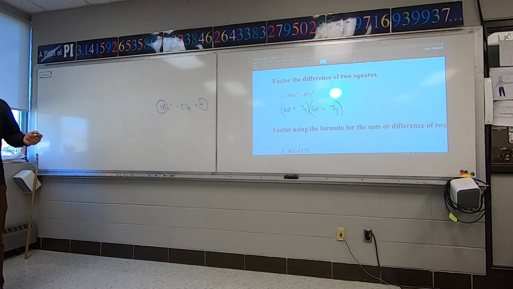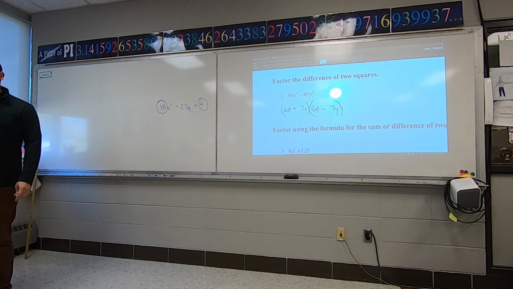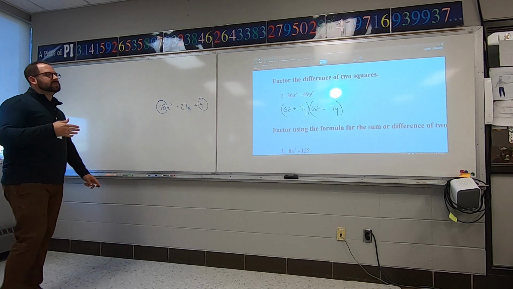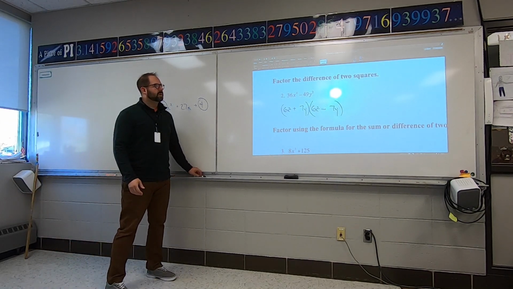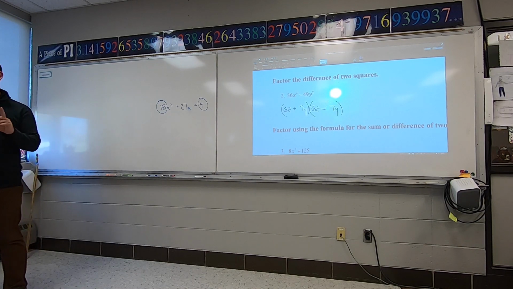When you FOIL that, the middle terms will drop out. It works out perfectly. Difference of squares are the easiest thing. They should be perfect squares. You just break them up by whatever the square root was. So, all right, questions on how I did that? That was good. Thank you for the volunteers.